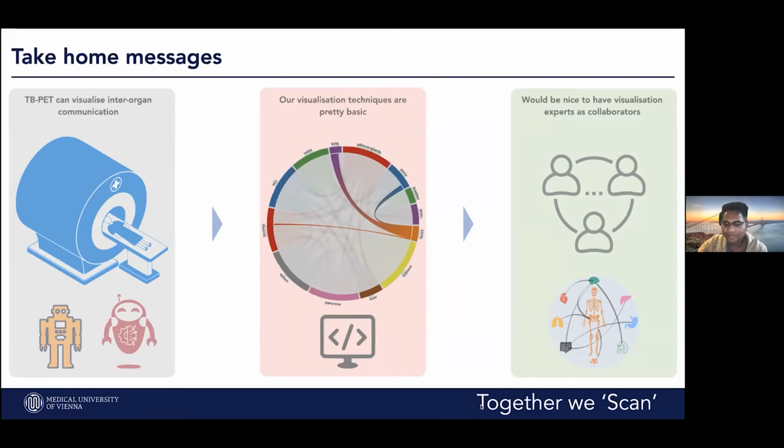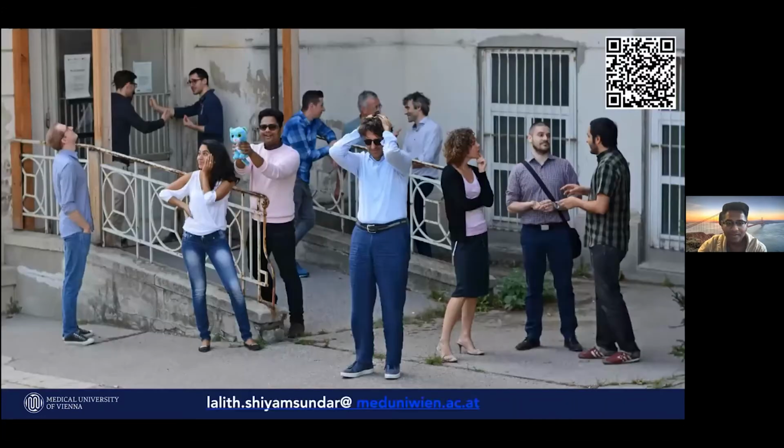So I would like to finish off this presentation by saying that together we scan, and this is our lab, and that's our usual Monday meetings.